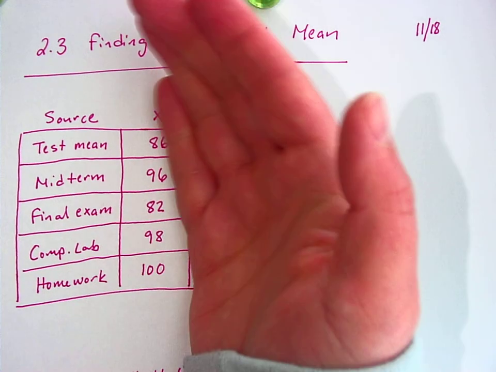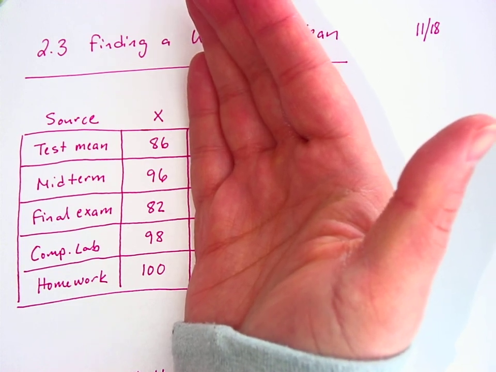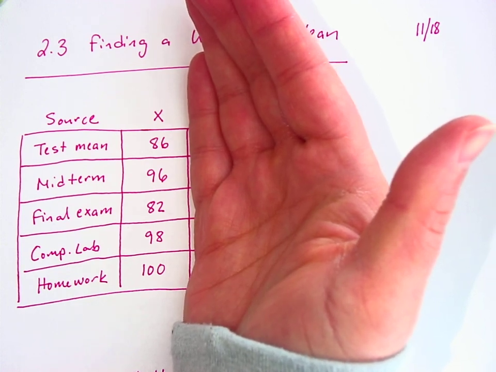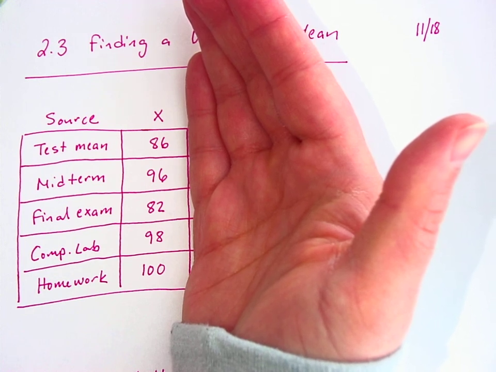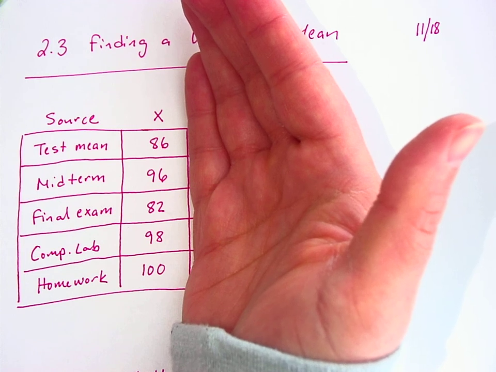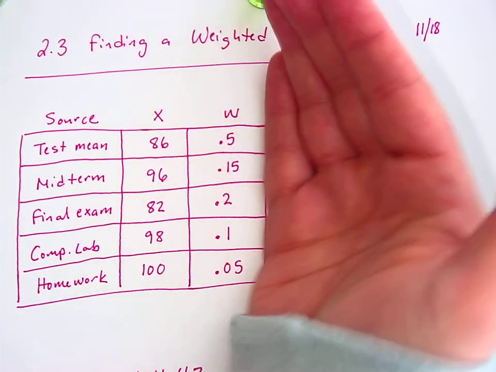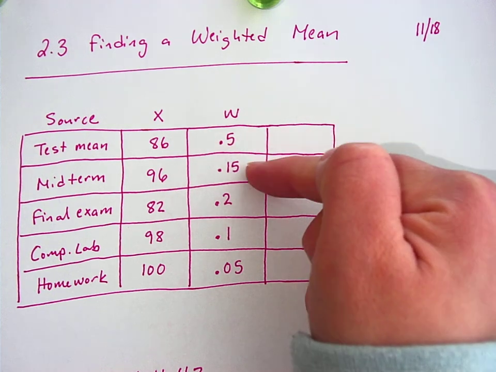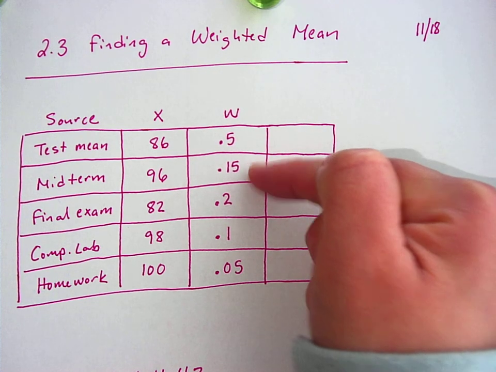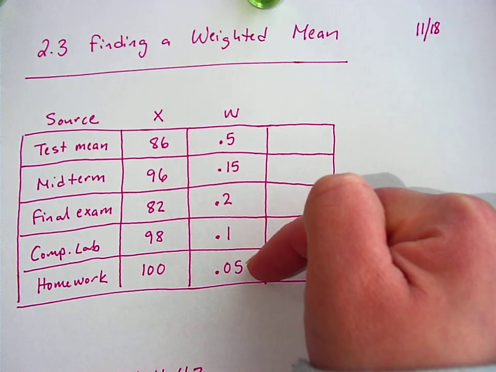So this is somebody's class, like a college class, and so far on their tests they've gotten an 86% average. On their midterm they got a 96%, on their final exam they got an 82%. On the computer labs they got 98%, on their homework they did all of it, so they got 100%. And these are the weights. So 50% of your grade is your test mean, 15% of your grade is midterms, final exams 20%, computer lab is 10%, and homework is 5%.